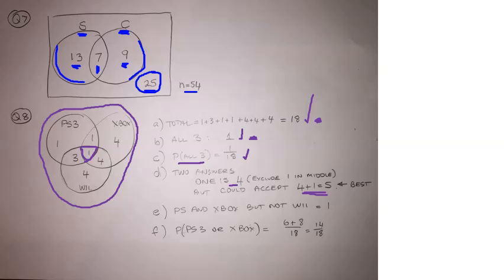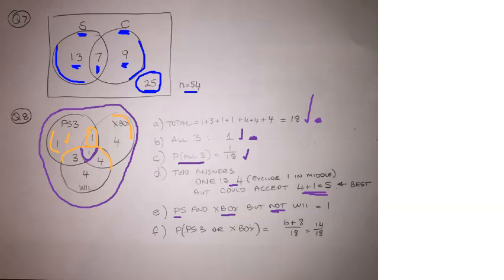Okay, E, looking for people that own a PlayStation and an Xbox, but not a Wii. So it's PlayStation, so we're over here, and the Xbox over here, okay, but not the Wii. So in this way we could almost scratch out anything in there. So it's going to be 1, sorry, my mistake, it's going to be in there. Okay, PlayStation and Xbox, but not the Wii.